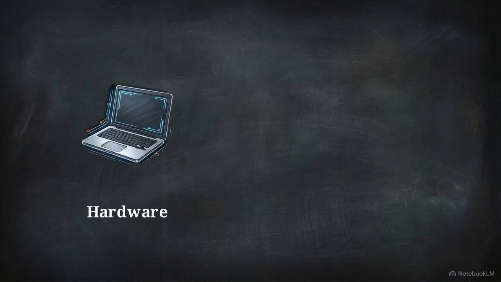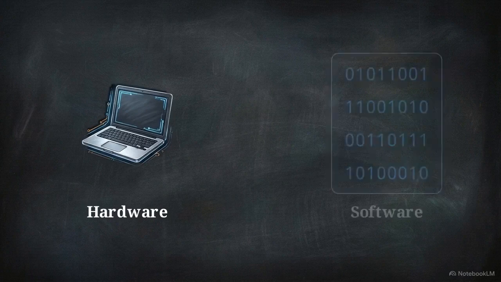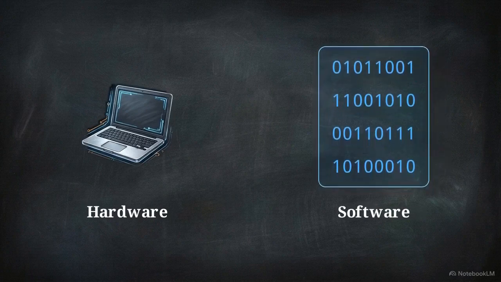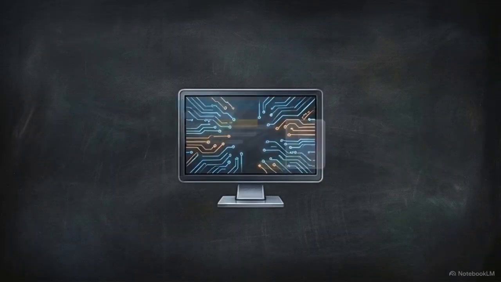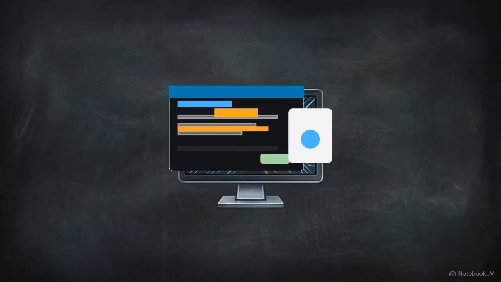Learning to see these two separate pieces, the physical machine you can touch and the invisible instructions you can't, is how you begin to understand what is actually happening every time you turn on a screen.